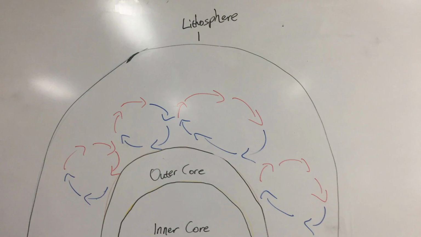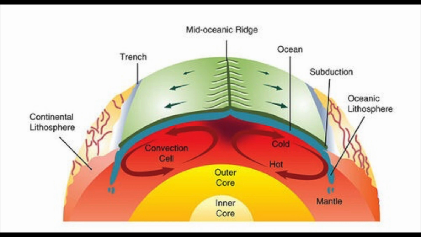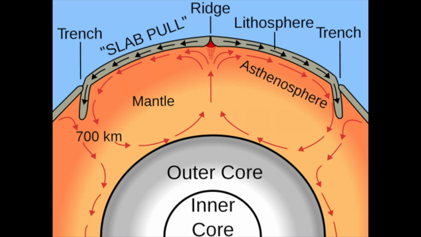Convection currents are the circular movement of hot and cold material in the Earth's upper mantle. The hotter material rises, but as it moves closer to the crust, it begins to cool down and sink. It will then heat up and rise again.